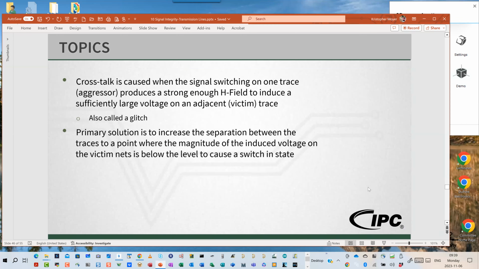Okay, crosstalk now. Crosstalk is caused when the signal switching on one trace, called the aggressor, produces a strong enough H field to induce a sufficiently large voltage on an adjacent trace, called the victim. We also call these a glitch. We'll often say, hey, I just saw a glitch on the signal. That's crosstalk. As with all things voltage related in printed circuit boards, the primary solution is to increase the separation between the traces to the point where the magnitude of the induced voltage on the victim nets is below the level to cause a switch in state.